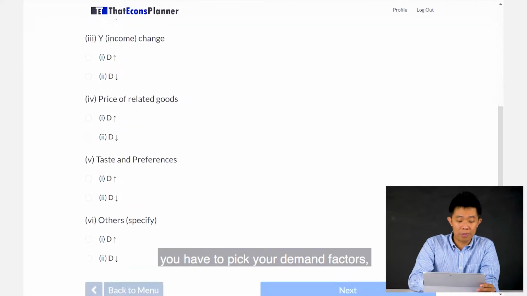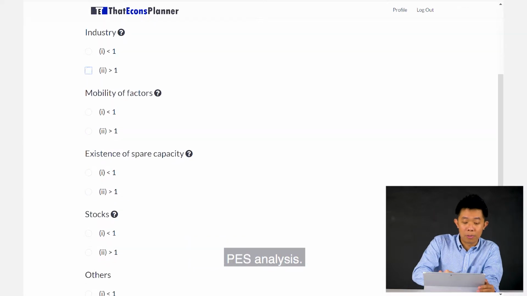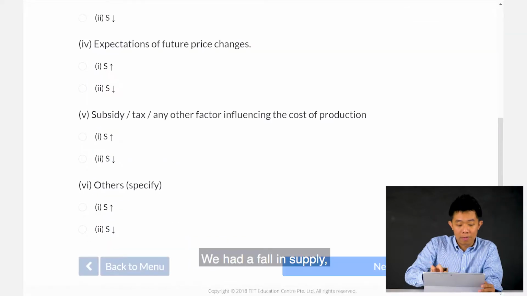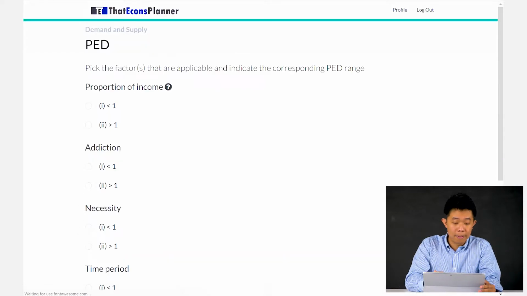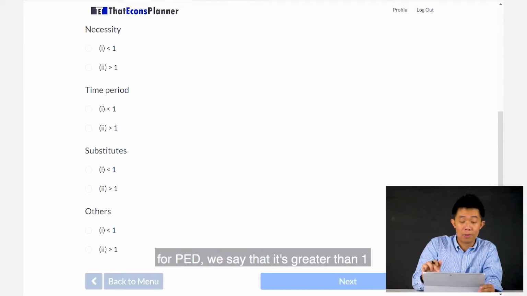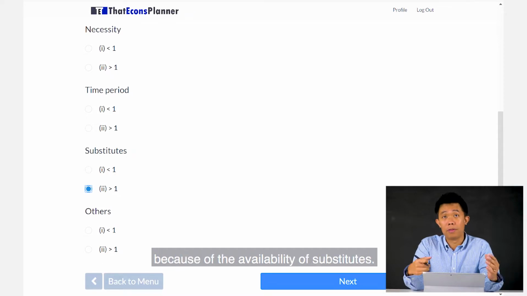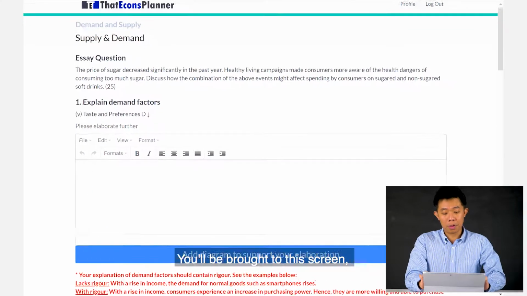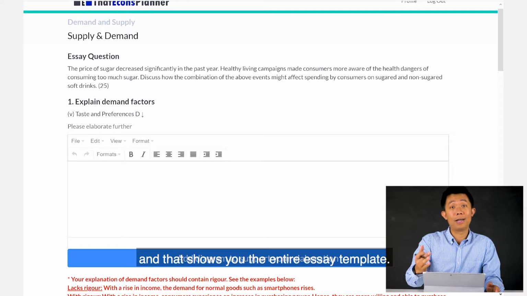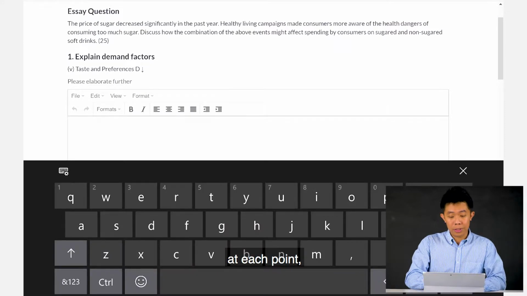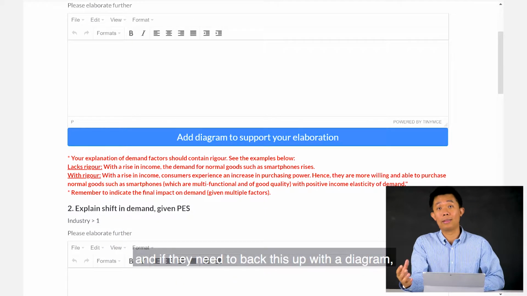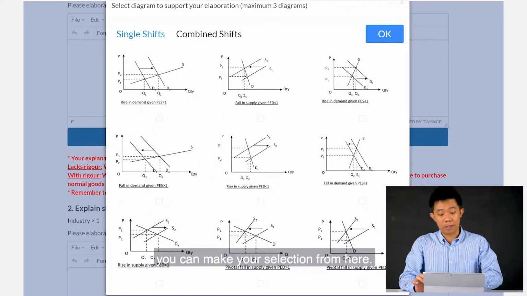And after that, you have to pick your demand factors, and that's followed by your PES analysis. We had a fall in supply because of higher production costs. And of course, for PED, we said it's greater than 1 because of the availability of substitutes. You'll be brought to this screen, and that shows you the entire essay template. So students can add in their explanatory notes at each point, and if they need to back this up with a diagram, you can make your selection from here.